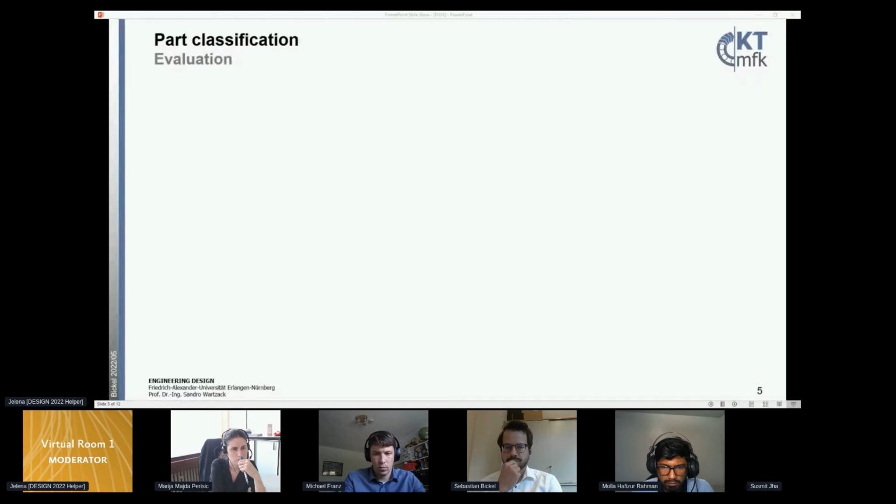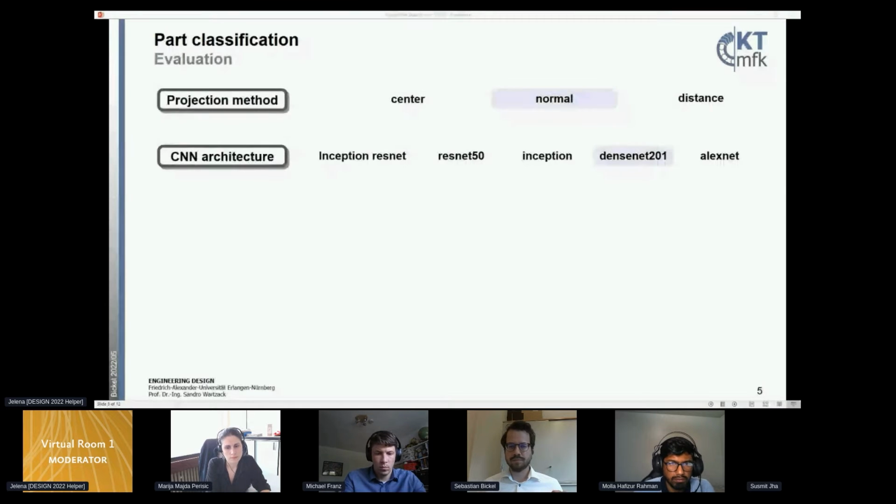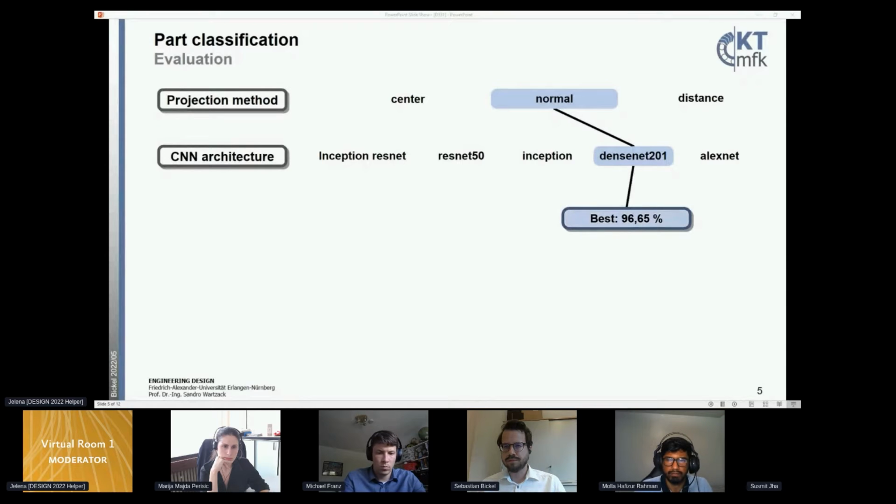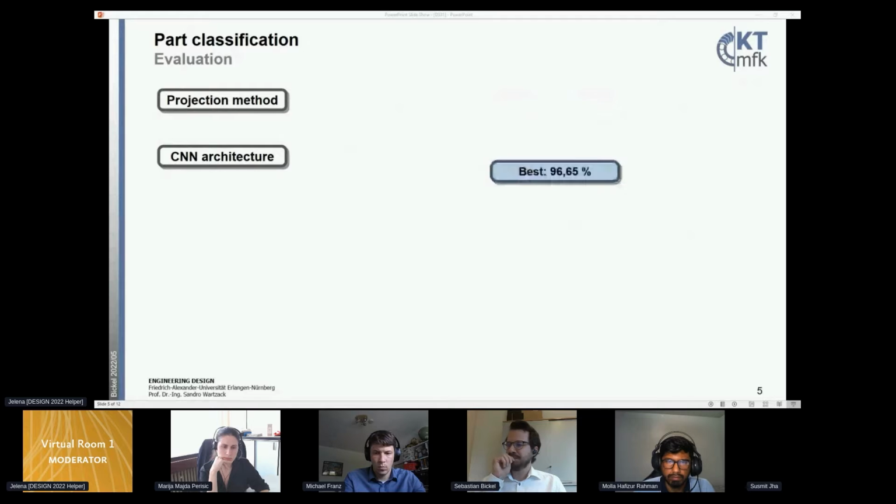After the general overview of the method and the benchmark dataset, I would like to show the results of the classification. Like mentioned in the general overview, different projection methods and CNN architectures were tested. The best combination was the normal projection and the DenseNet 201 model pre-trained on the ImageNet dataset. The achieved test accuracy was 96.65%, and the last step was the comparison with the current state-of-the-art methods.